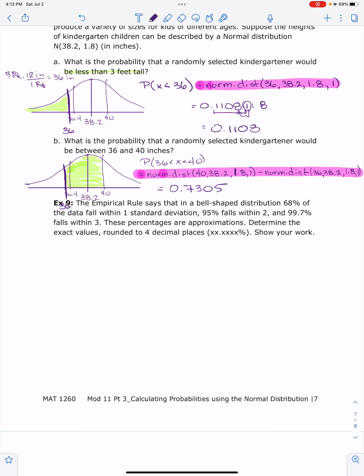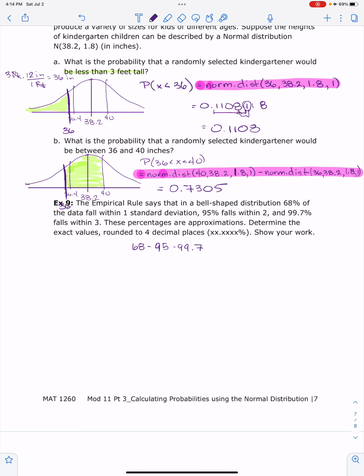So this should be just a little bit more than 68%. As I mentioned that empirical rule, we're going to talk about this one more time. So our empirical rule says 68% of the data falls within 1 standard deviation, 95 within 2, and 99.7% within 3.